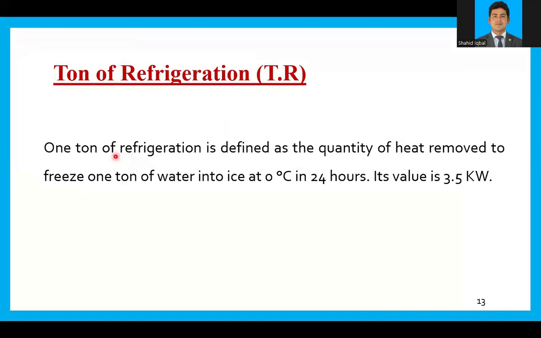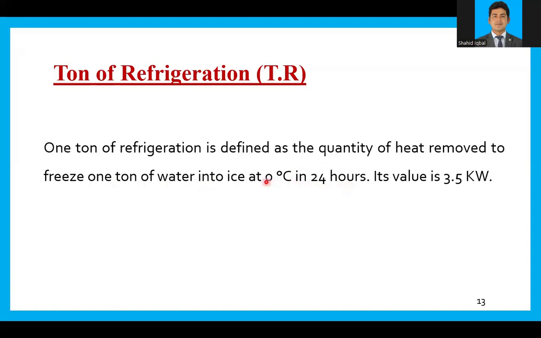So what is ton of refrigeration? Ton of refrigeration is actually the rate of heat release from 1 ton of water in 24 hours by reducing the temperature of water to 0 degrees centigrade, and the heat that is used to perform this process over 24 hours is 3.5 kilowatt. So 1 ton of refrigeration is equal to 3.5 kilowatt. So 1 ton of refrigeration is defined as the quantity of heat removed to freeze 1 ton of water into ice at 0 degree centigrade in 24 hours.